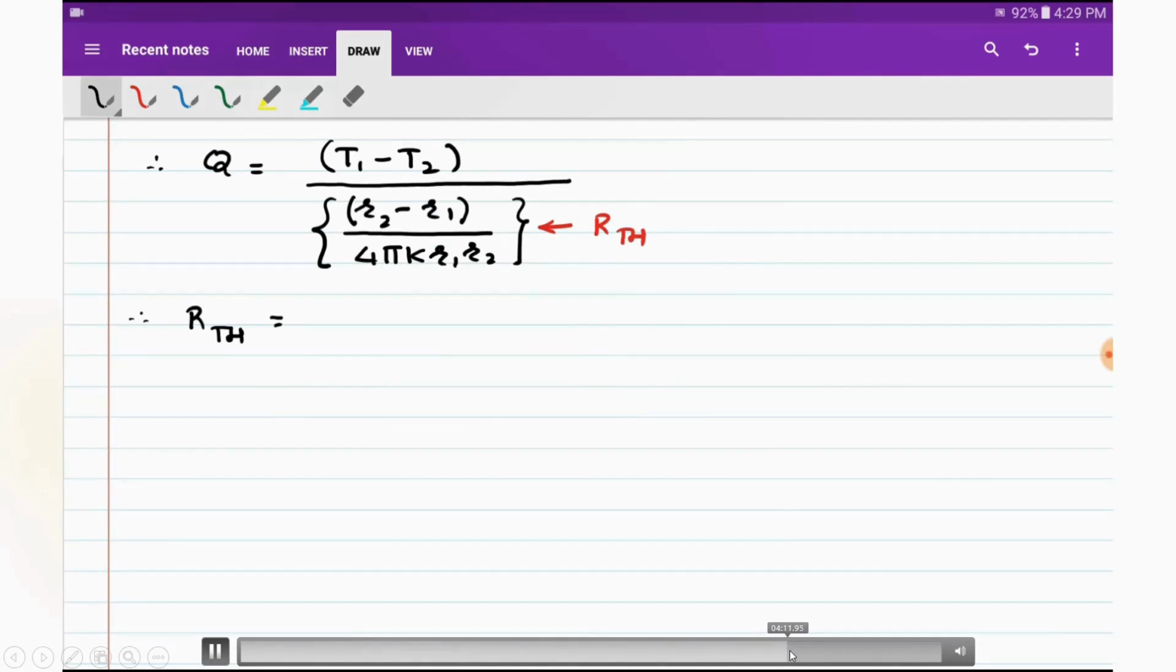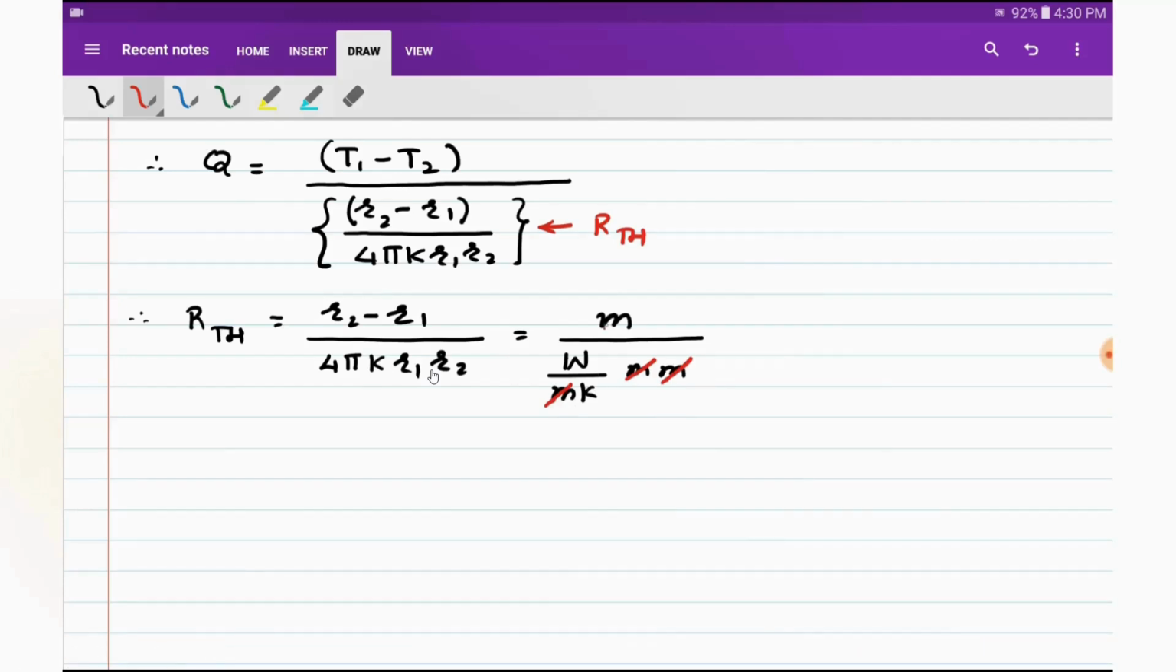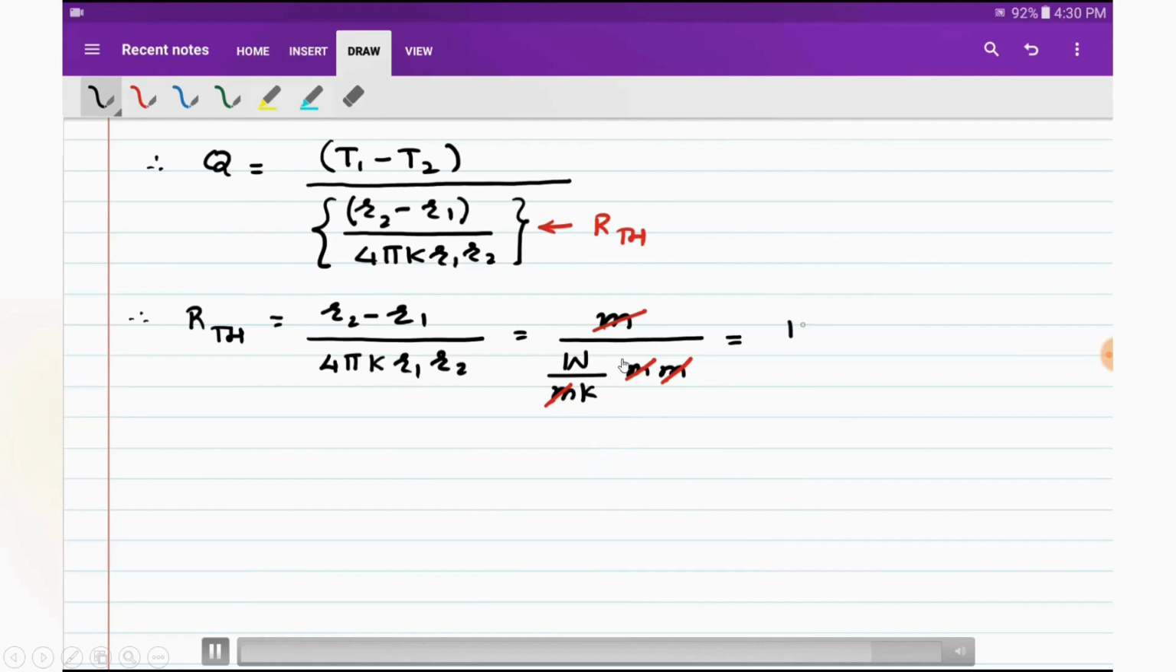So again, radius is in meter. So we can say that the numerator is having the unit of meter. 4 pi is a constant. K unit is watt per meter Kelvin. r1 is in meter. r2 is also in meter. So meter in the numerator and these meters in the denominator will get cancelled out. This K will go in the numerator, so it is Kelvin per watt. So these are the units of thermal resistance in case of the hollow sphere.